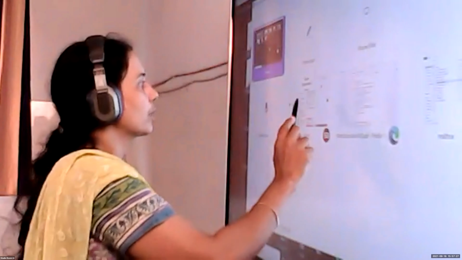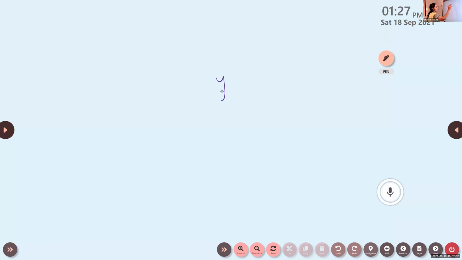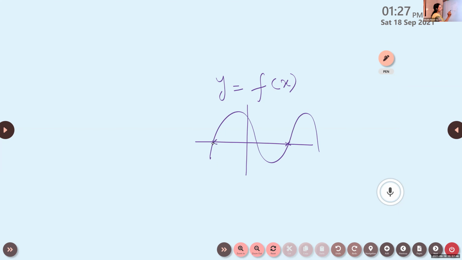Suppose we are given a polynomial y is equal to f of x. The number of zeros will be the same as the points where it cuts the x-axis. If the curve is given as y is equal to f of x, zeros means the points where the graph cuts the x-axis. Okay, that one you have to note down.